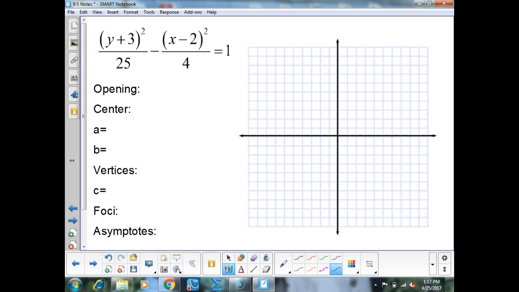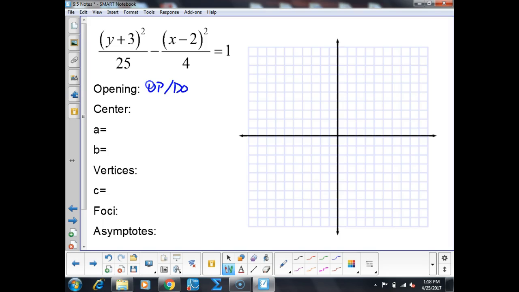Alright, so y plus 3 quantity squared divided by 25 minus x minus 2 quantity squared divided by 4 equals 1. Okay? First step, opening. Which way does it open? Up and down because y squared comes first. Y squared minus x squared, so that's an up-down opening hyperbola. Where is the center of this hyperbola? 2 comma negative 3.